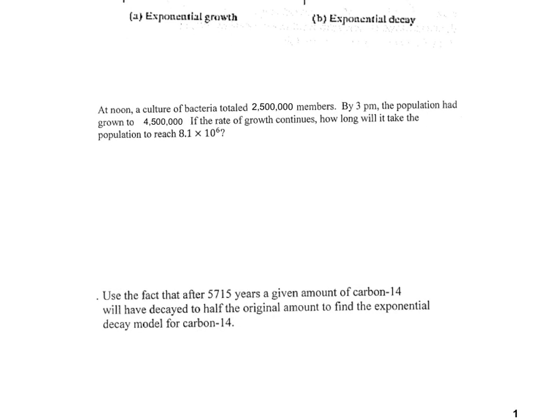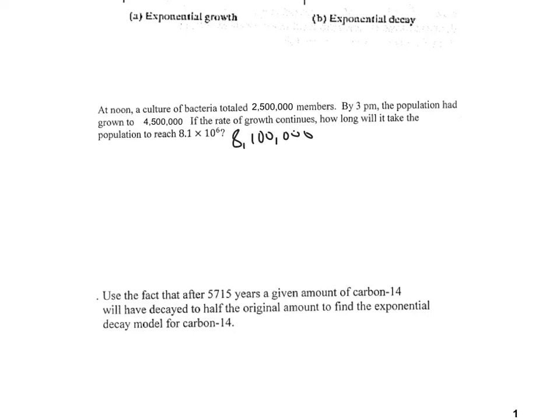So let's gather what we know. If we look at this question, at noon, the culture of bacteria totaled 2.5 million members. By 3, the population had grown to 4.5 million. How long will it take to reach, I should switch this, I changed the rest of them, but this is actually 8.1 million? We want to find that growth constant k first.